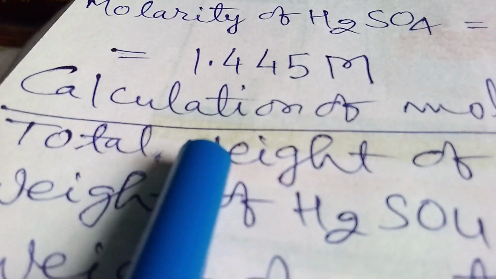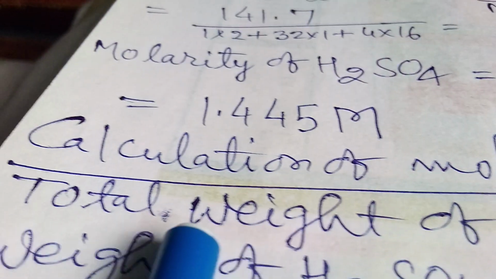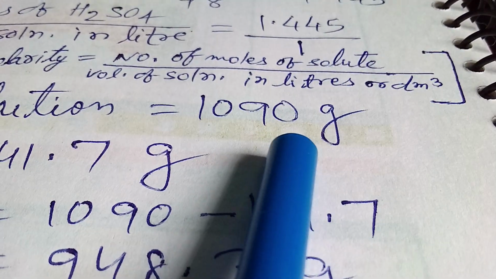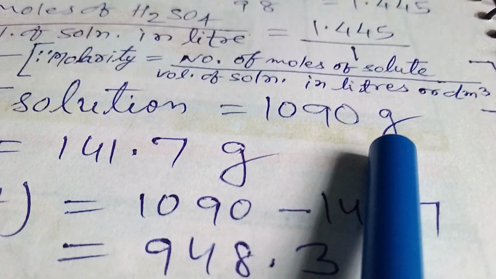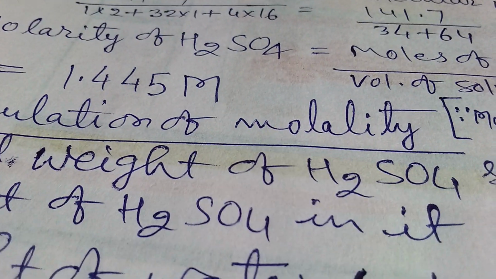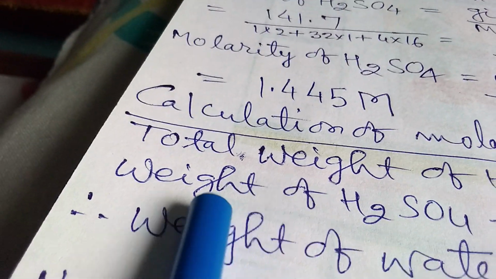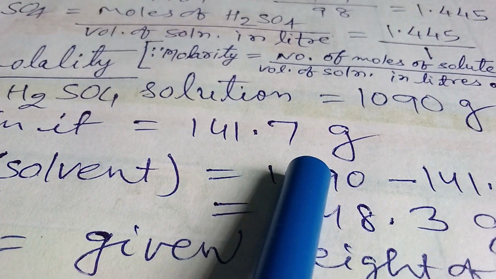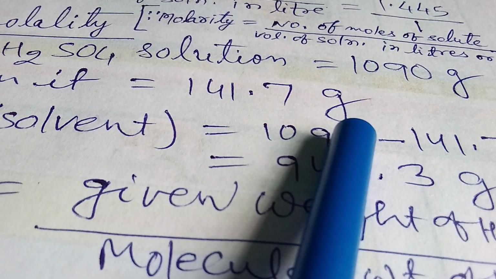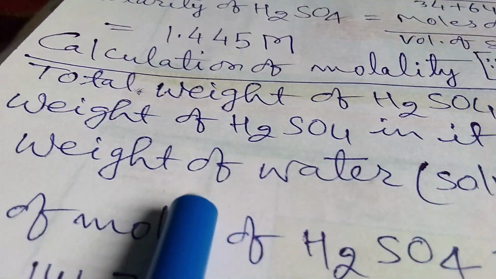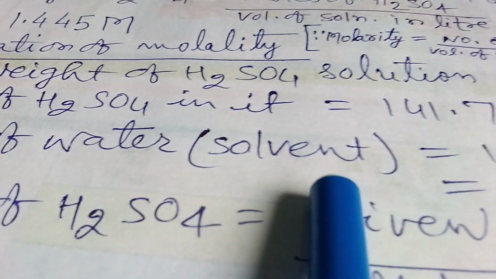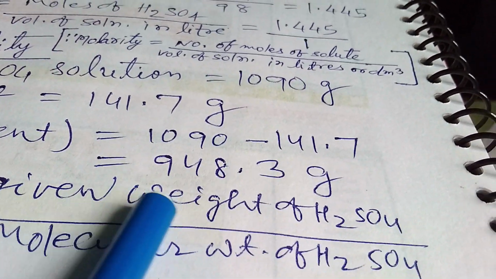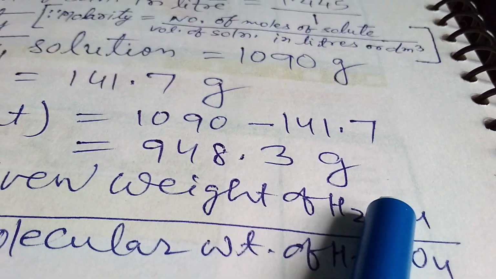Now, we will go to calculate molality. So, total weight of H2SO4 solution is equal to 1090 gram, that we have already calculated. And weight of H2SO4 in it is 141.7 gram, that we have also calculated already. So, therefore, weight of water, which is a solvent, is equal to 1090 minus 141.7, that is equal to 948.3 gram.